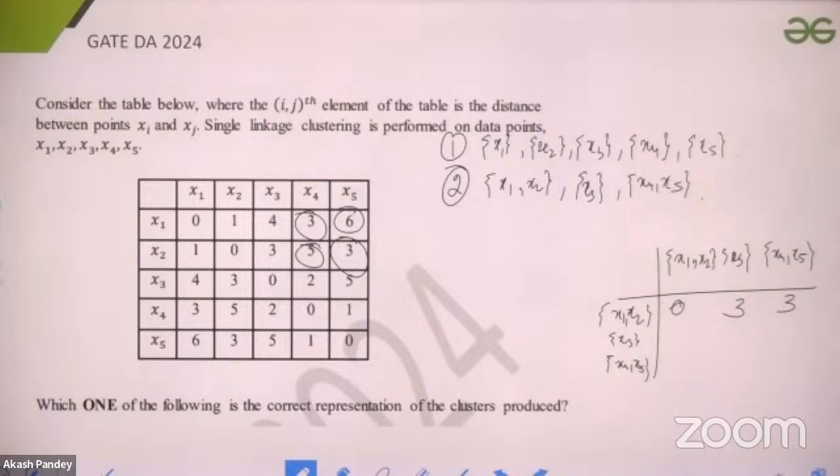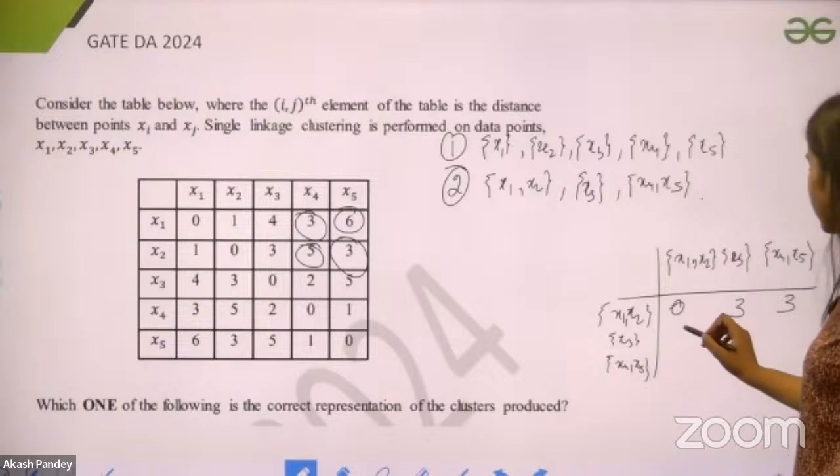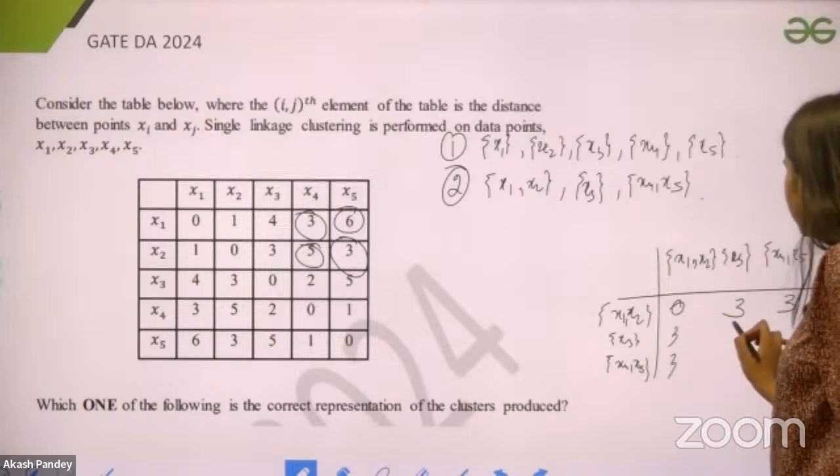x1, x4, x1, x5, right? x2, x4, x2, x5, right? We get the distance 3, and the distance of x1, x2 with x3, right? 3. Okay, we get this distance 3. Now this is 3, this is 3, this is 0.